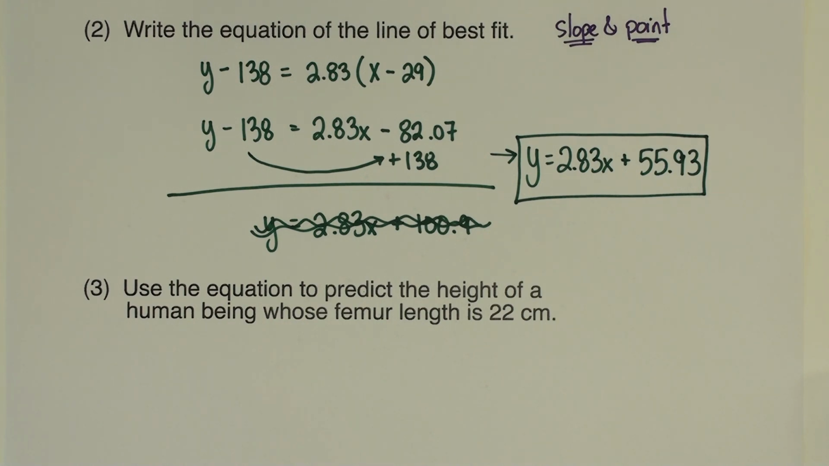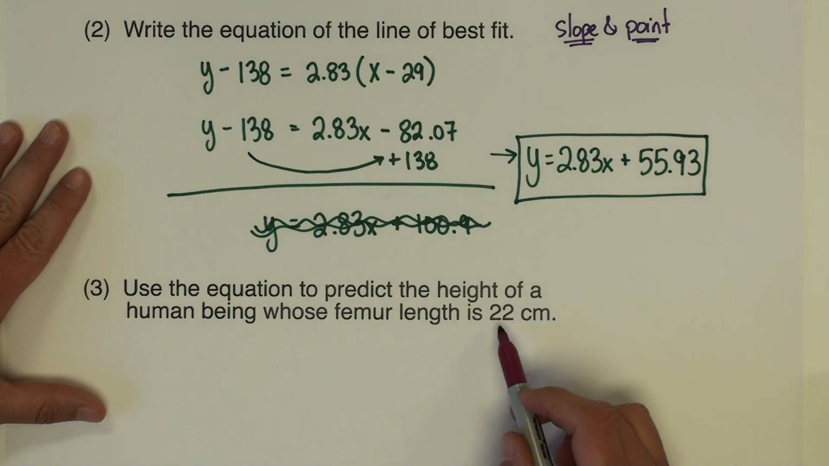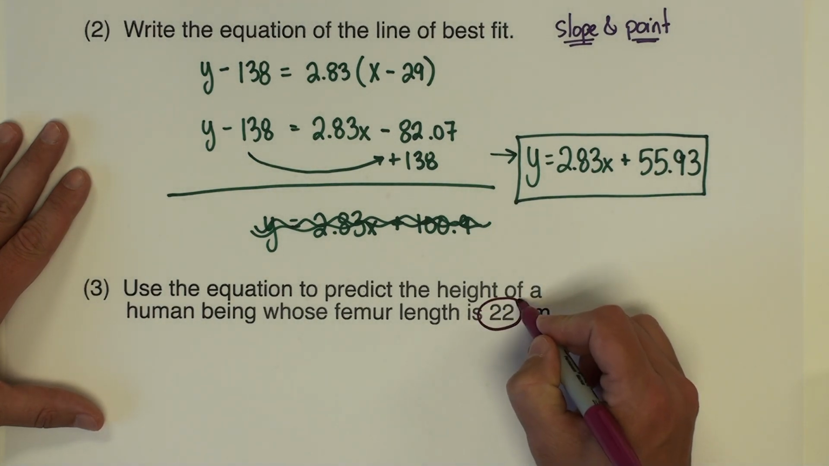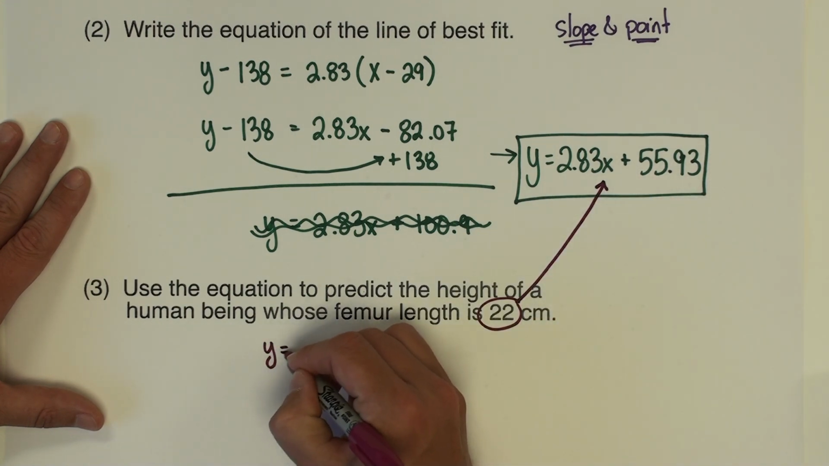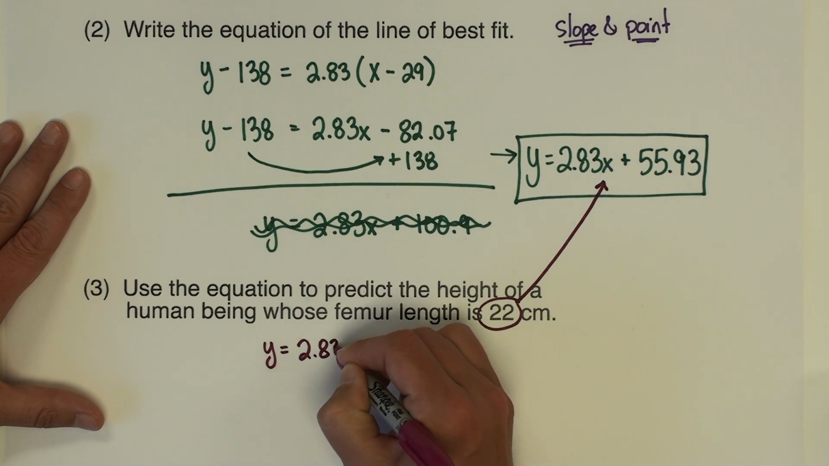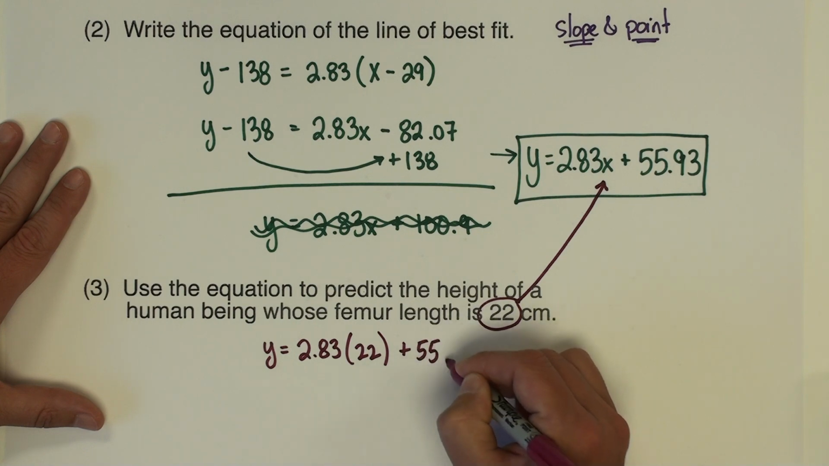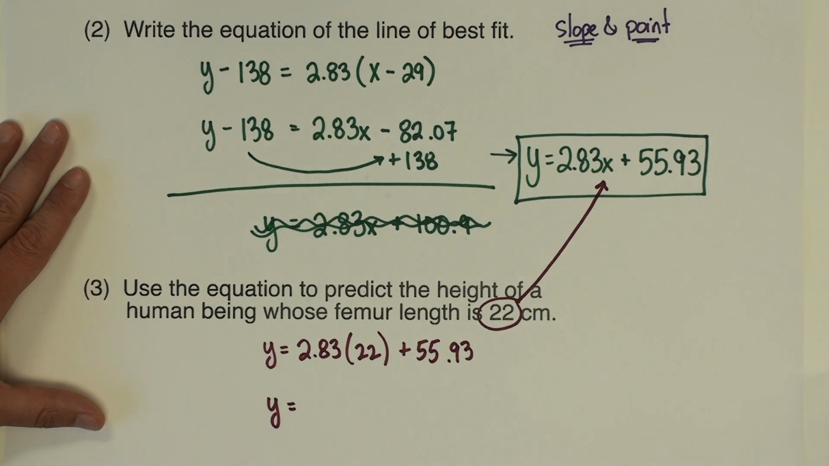Now we are going to use this equation to make a prediction. Step 3 here, use the equation to predict the height of a human being whose femur length is 22 centimeters. The 22 is going to be inserted into the x of my equation. So y equals 2.83 times 22 plus 55.93. And so if I do that math on the calculator, this time I'm going to try and do it correctly.